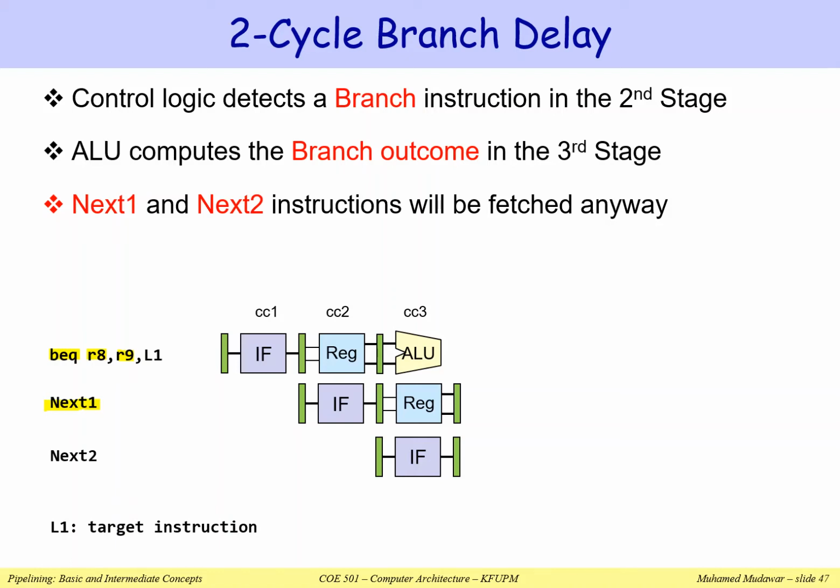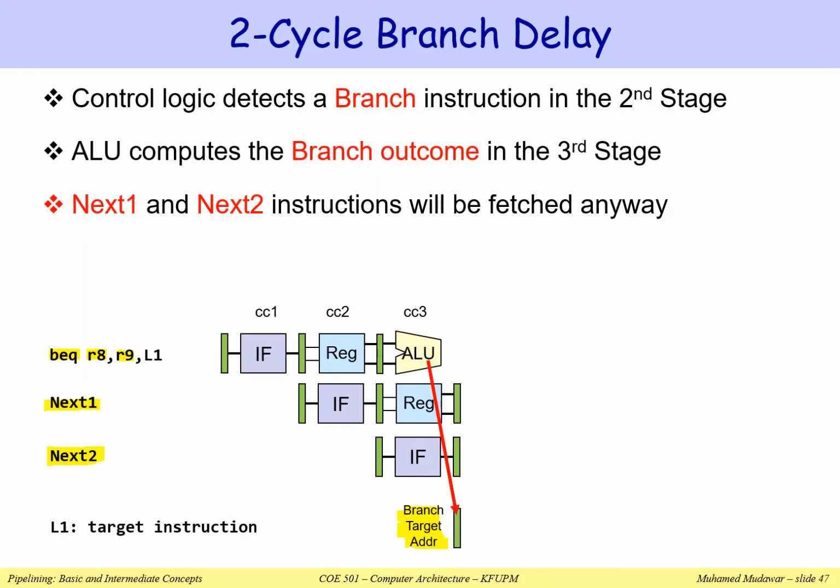And at clock cycle number 3, we are going to fetch the second next instruction. So already I have next 1 and next 2 in the pipeline. Now, suppose that the branch instruction is taken. After executing the branch, we are going to update the program counter according to the branch target address, but this will be updated at the end of clock cycle number 3, at which point we have next 1 and next 2 in the pipeline.